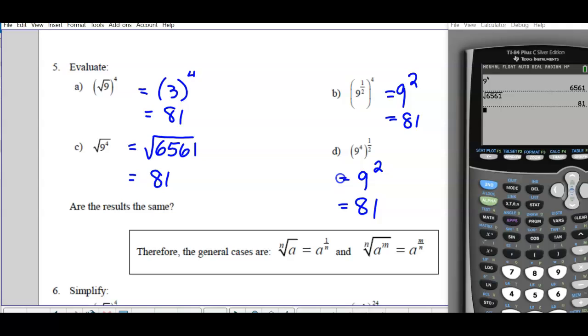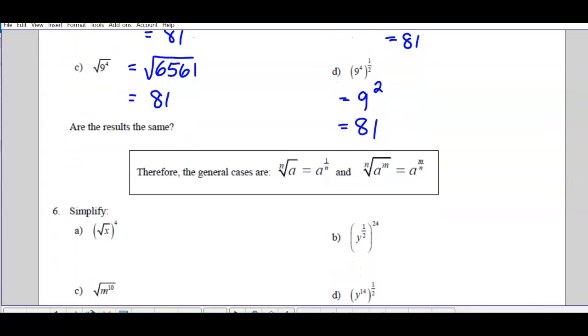Okay? What's good to know is if you have something like this, I would convert it to this. Way easier to take the root of 9 and then raise it to the exponent 4 rather than this, right? You probably need to use a calculator. Okay, so you can interchange which goes first.